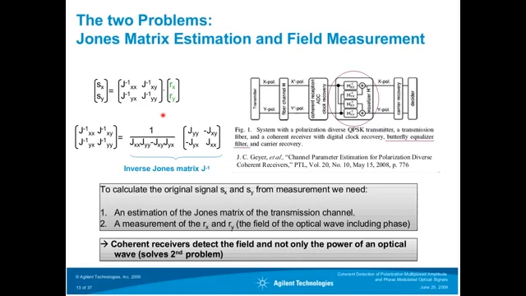And the second, of course, as I've shown before, you have to measure the field and not the power, so you need to be able to measure the field, and that includes the phase of the field, of course.